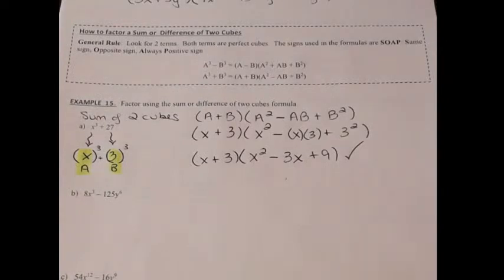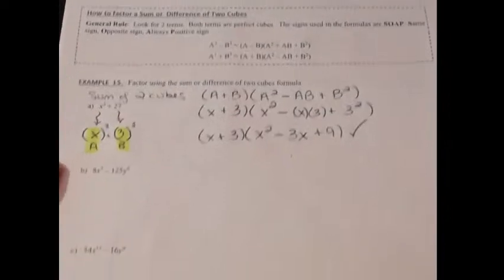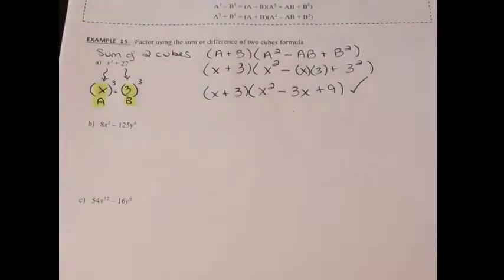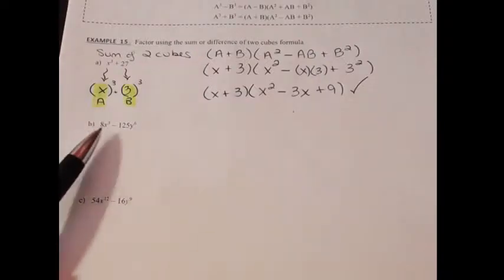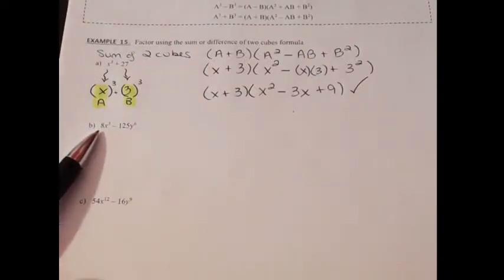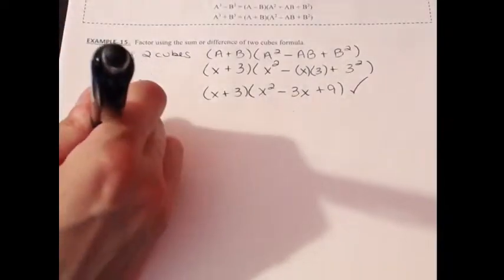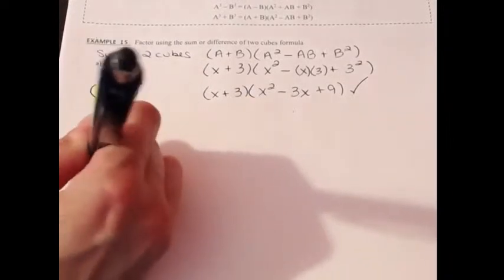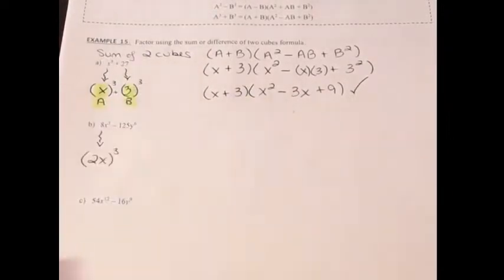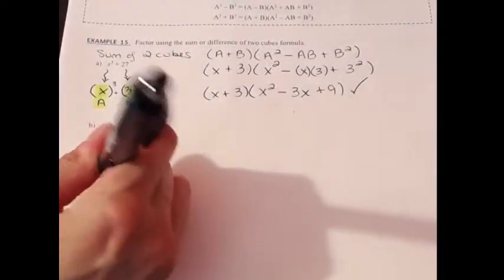Okay, let's take a look at part B. We have 8x to the third minus 125y to the sixth. Whoa, are these two cubes? Okay, let's think about this for a second. First off, I know that 2 times 2 times 2 is 8, and I know that x times x times x is x to the third. So this is definitely a perfect cube. It was 2x multiplied by itself 3 times. So that's going to be our A.